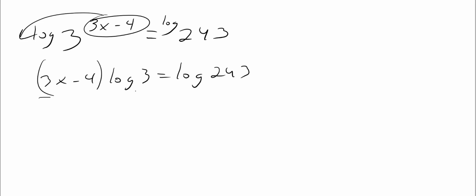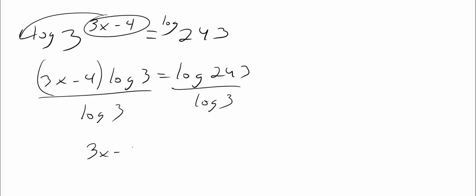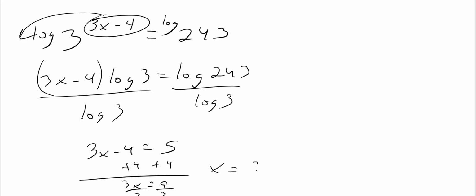Okay, I'm going to divide both sides by log of 3. So 3x minus 4 equals, type in your calculator, log of 243 divided by log of 3, and I get 5. Yeehaw! Okay, then I'm going to add 4 to both sides. So I get 3x equals 9, divided by 3, x equals 3. That's my answer.